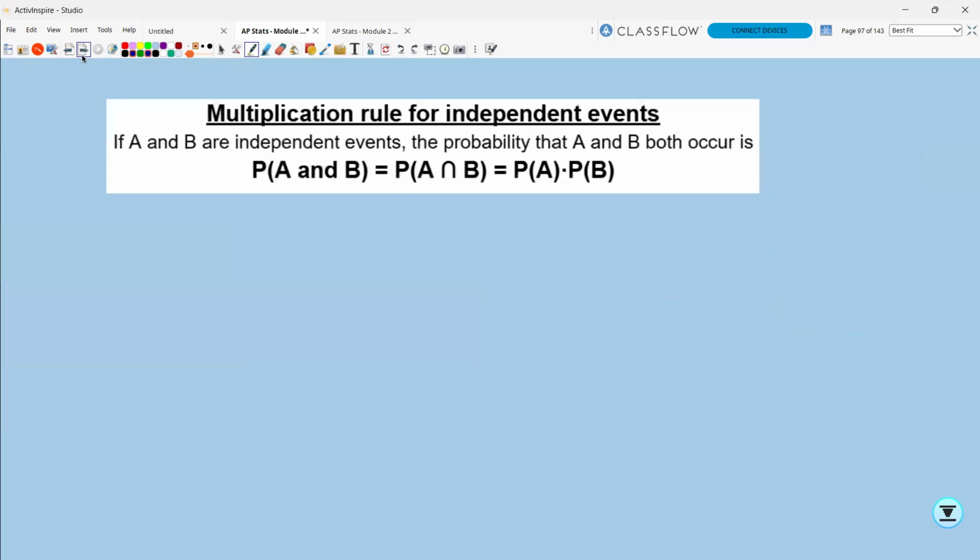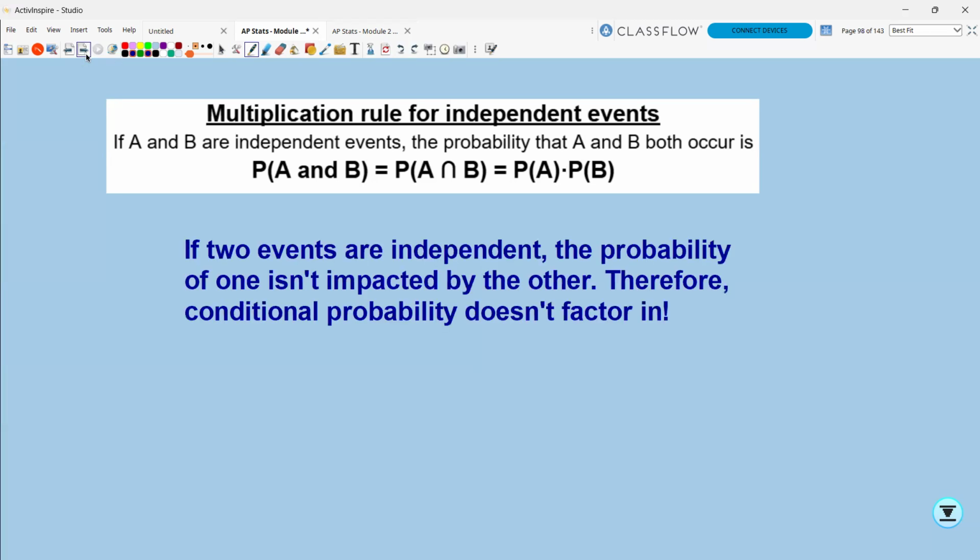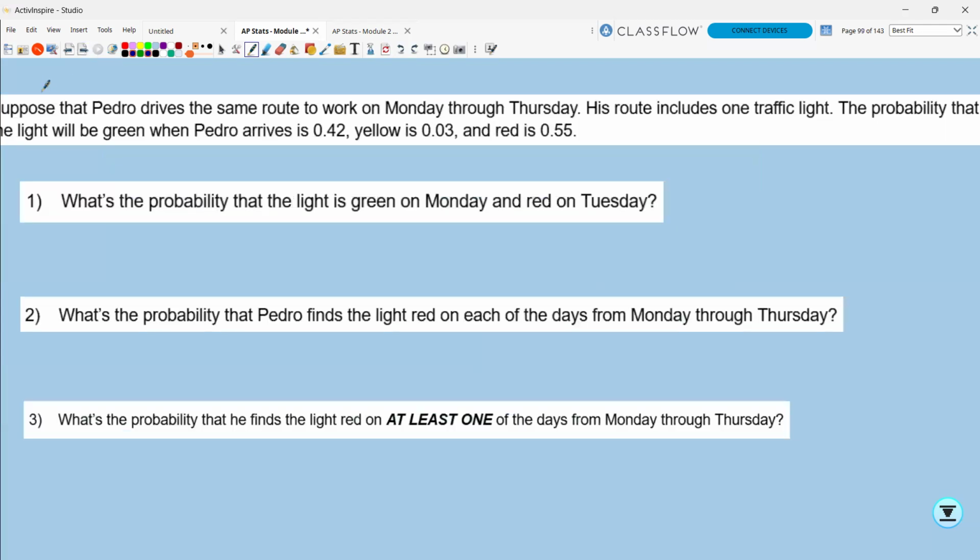All right, the multiplication rule for independent events is pretty straightforward. If they're truly independent, then you can just multiply them together. So if I roll a die once and I roll it another time, 1/6 times 1/6, the probability of getting 2 ones, for example. So conditional probability has no factor here. Let's look at these questions.